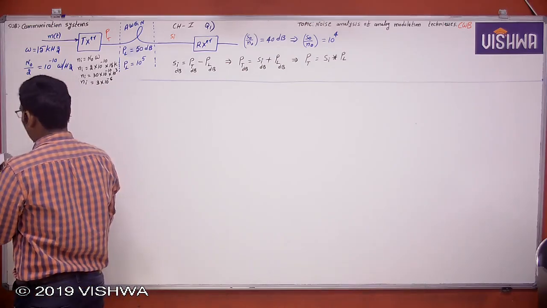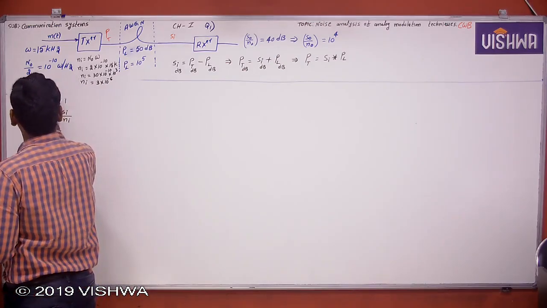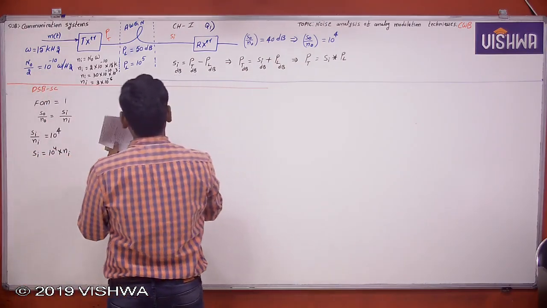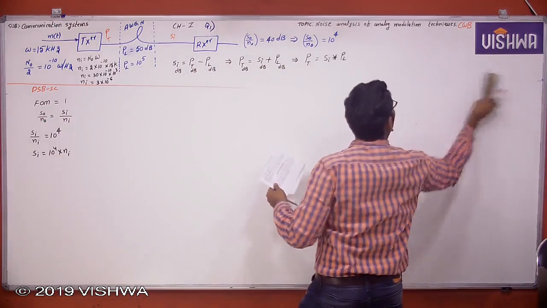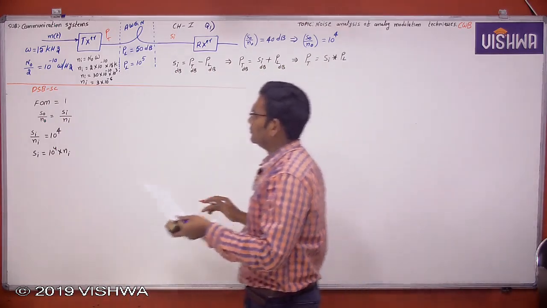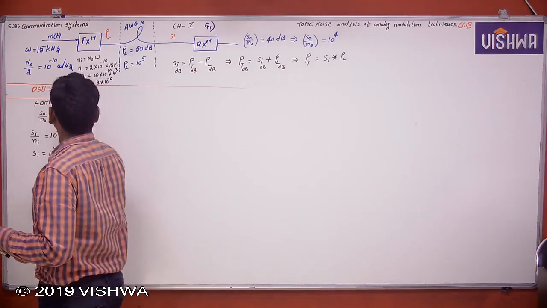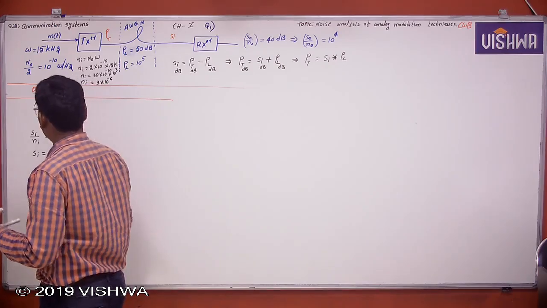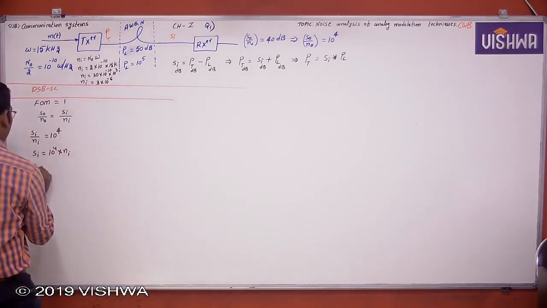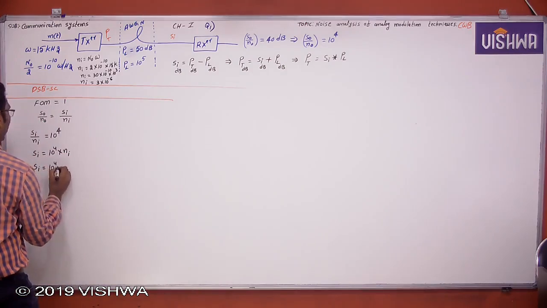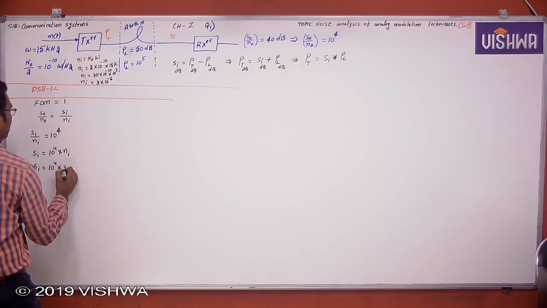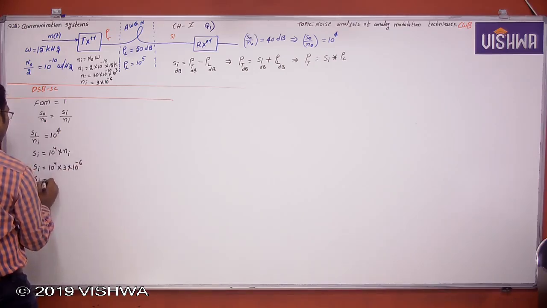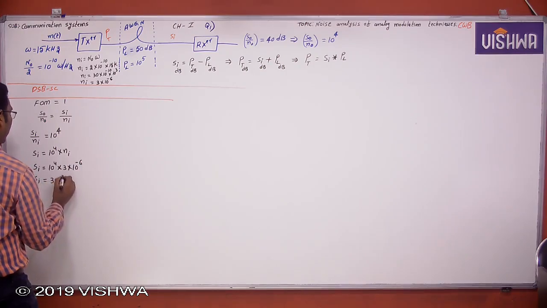So now here, which modulation? DSB-SC modulation. So SI, which is equal to 10 power 4 into NI. NI is 3 into 10 power minus 6. Therefore, SI is equal to 3 into 10 power minus 2.